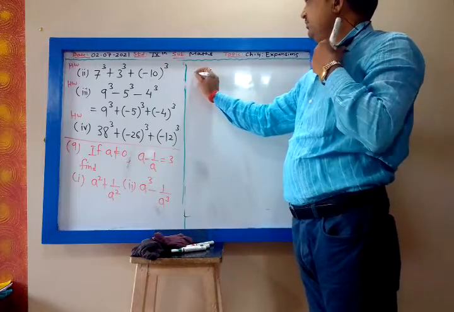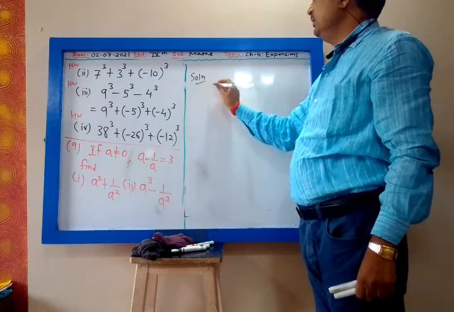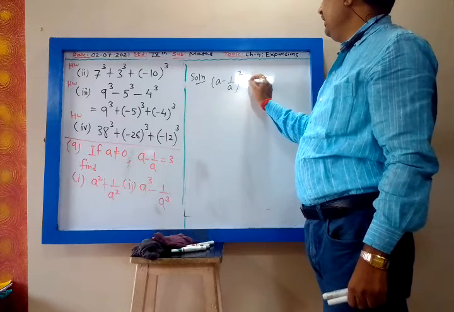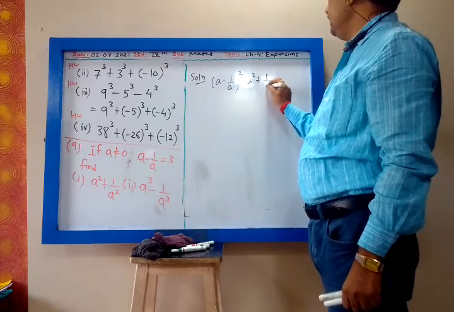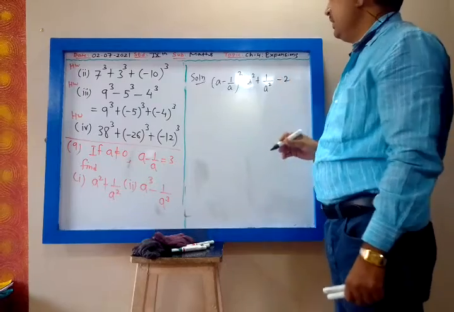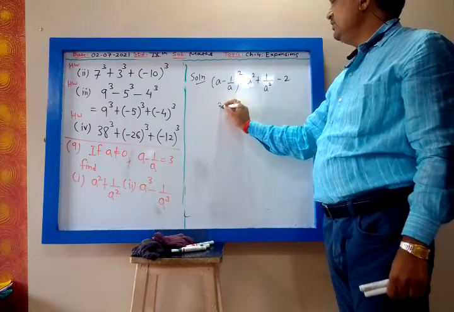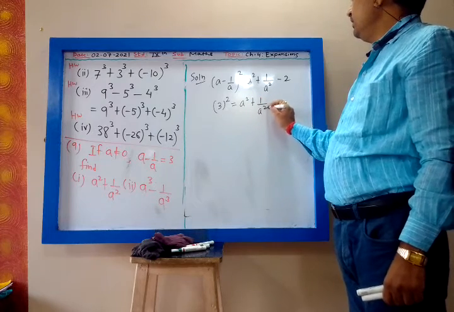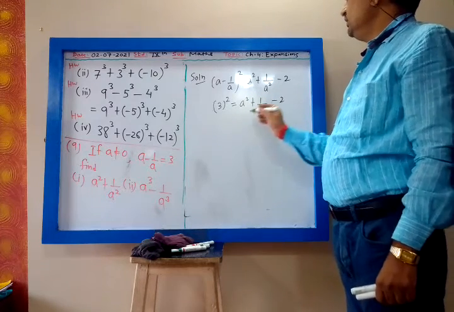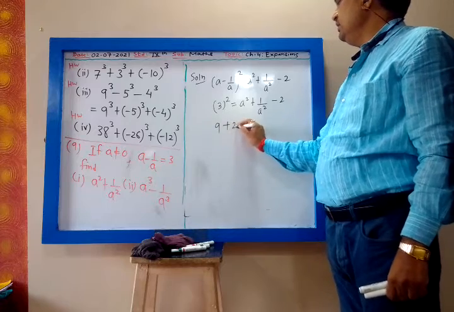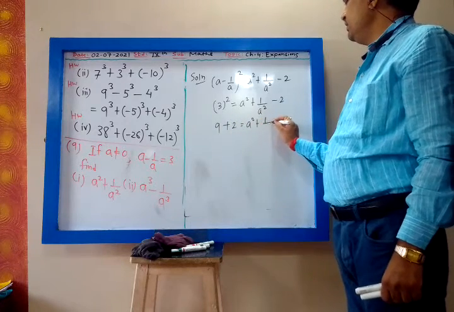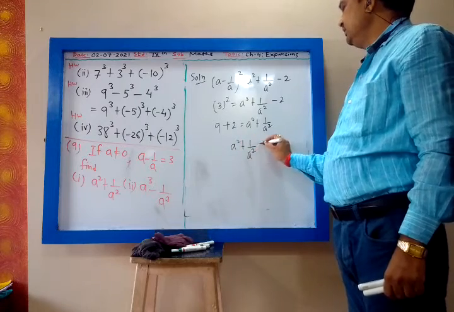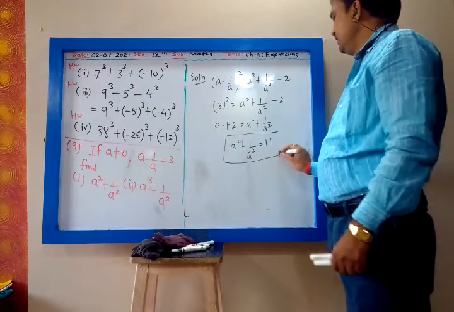Not minus 2. You will consider A minus 1 upon A whole square. That will be A square plus 1 upon A square, and this side it is minus 2. Now A minus 1 upon A is 3, so 3 square is equal to A square plus 1 upon A square minus 2. So 9 plus 2 is equal to A square plus 1 upon A square. So A square plus 1 upon A square is 11. Correct? So we have found A square plus 1 upon A square.